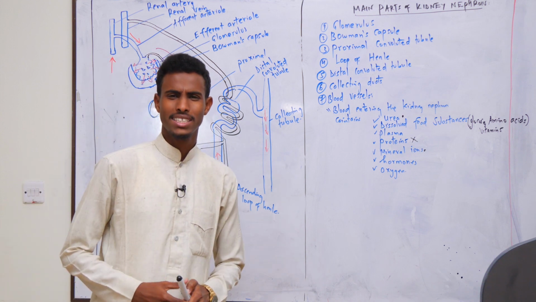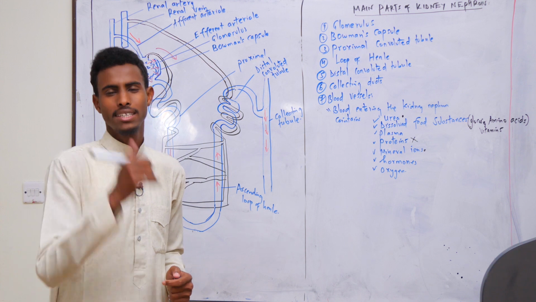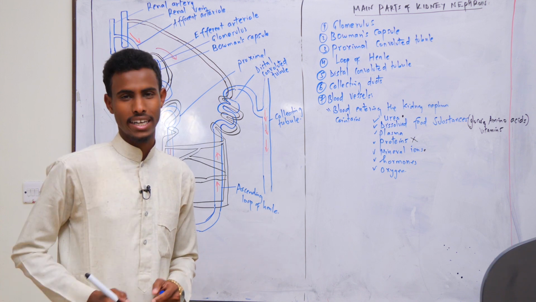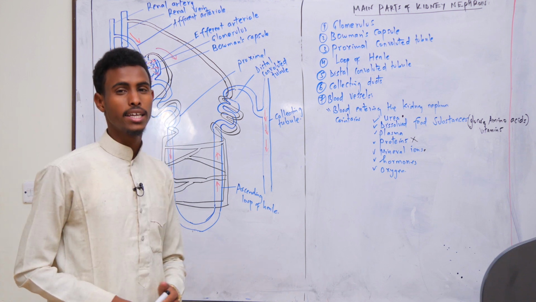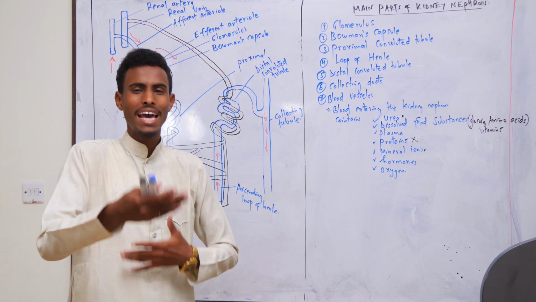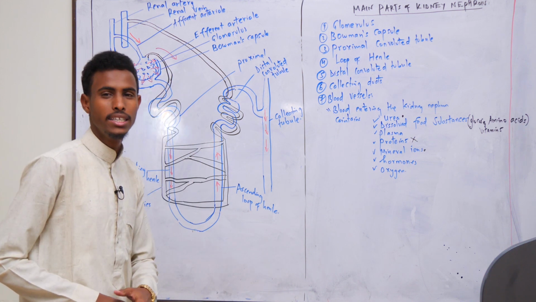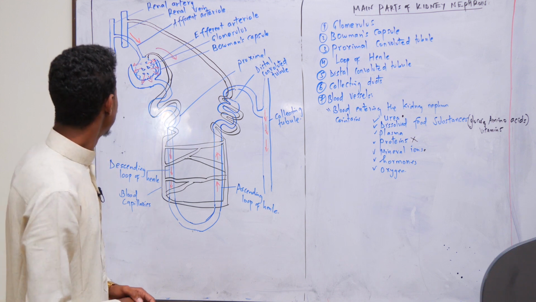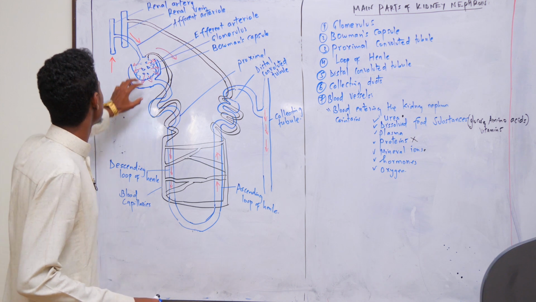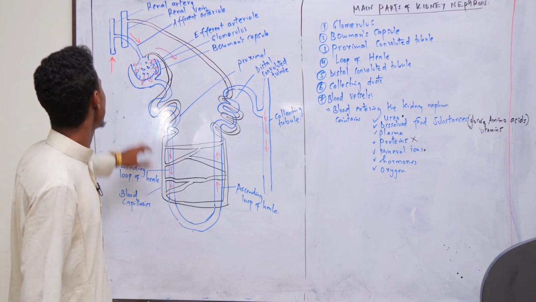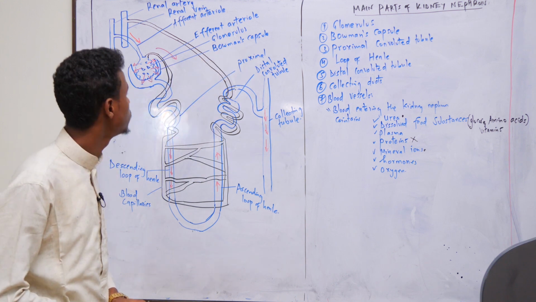Now, without wasting time, we said that the kidney is supplied by the renal artery. And therefore, we are going to see that the renal artery will now branch further to supply the kidney nephron. Again, the renal artery is going to branch into the afferent arteriole and the efferent arteriole. Very good.